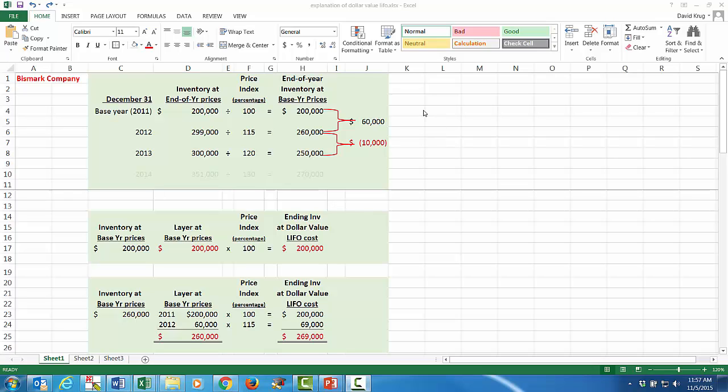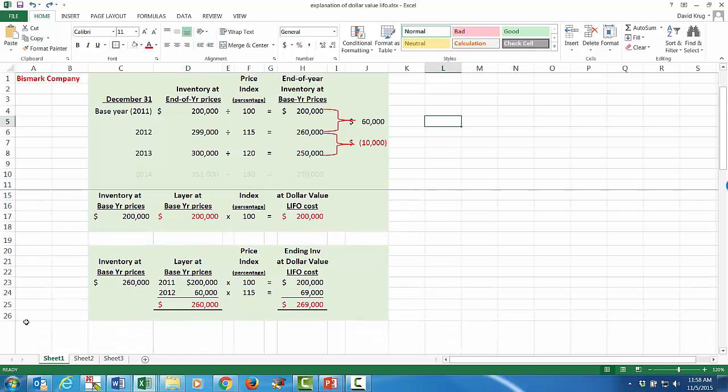Once again, we have gotten rid of the price change component, and we have isolated this to a quantity change. And this 260 to 250, that is a $10,000 change, not due at all to prices, but simply due to a change in quantity. So let's see how we're going to deal with that.